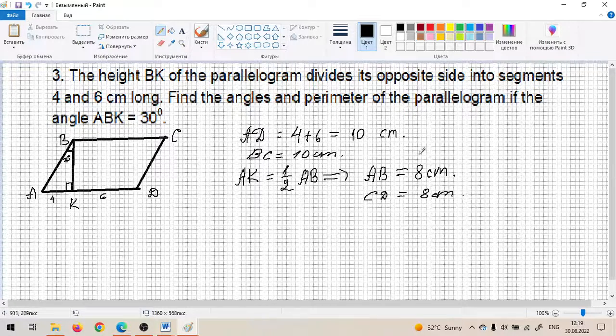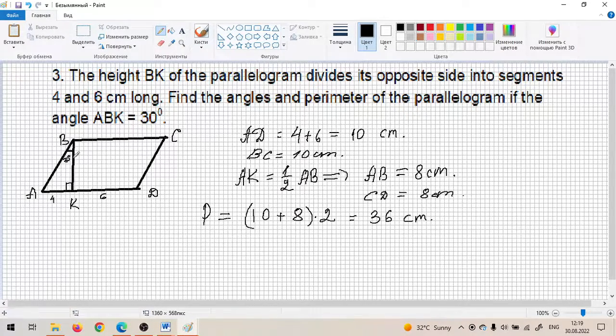All sides we find it. So perimeter is 10 plus 8 multiplied by 2, it's 36 centimeters. Okay, and now we should find the angles.